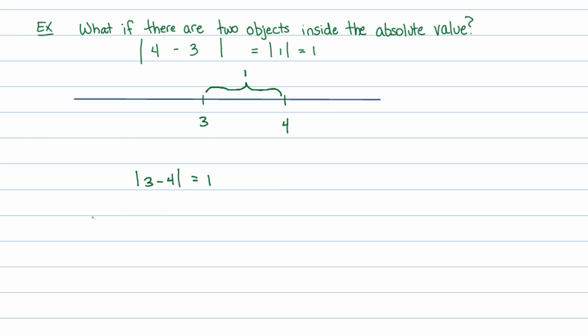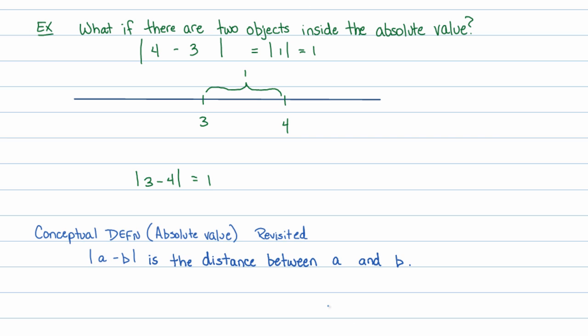So it turns out that the absolute value bars measure two things. If you have one object in there, it's just this distance from 0. If you have two objects in there, it's the distance between those two objects. For this, we just write up a new definition, or a new conceptual definition of absolute value. Turns out the absolute value of a minus b is the distance between a and b.